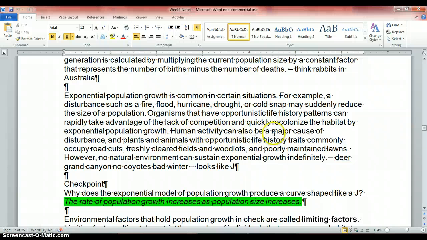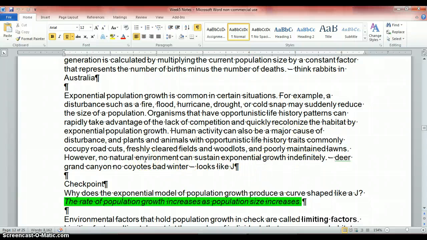Human activity can also be a major cause of disturbance. And plants and animals with opportunistic life history traits commonly occupy road cuts, freshly cleared fields, and woodlots. Like, think about what you consider a weed. Is that going to be an animal that's more opportunistic, or the plant, or is that going to be something that takes longer to do? Poorly maintained lawns.